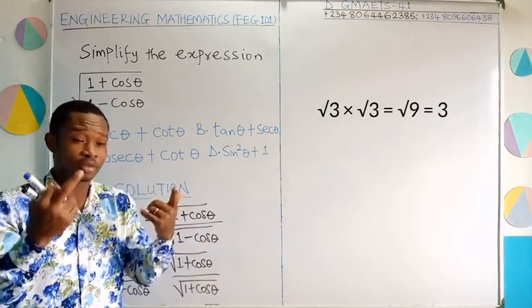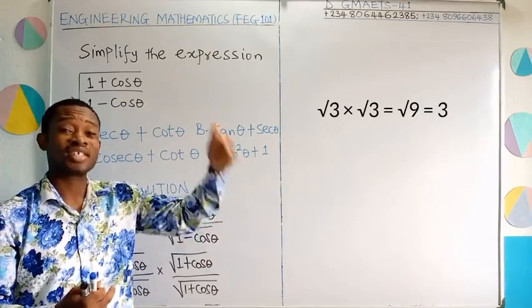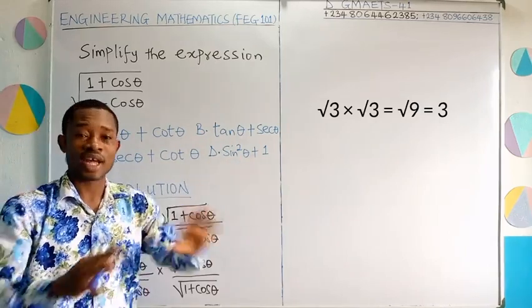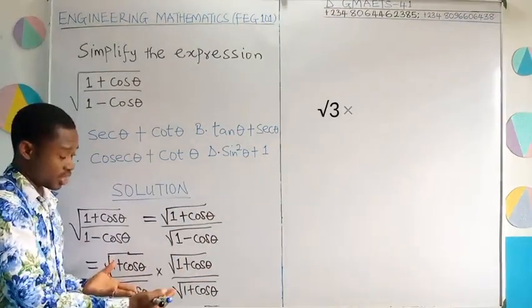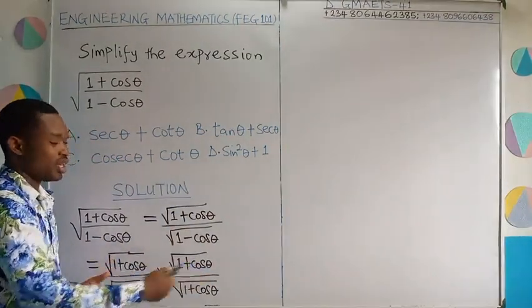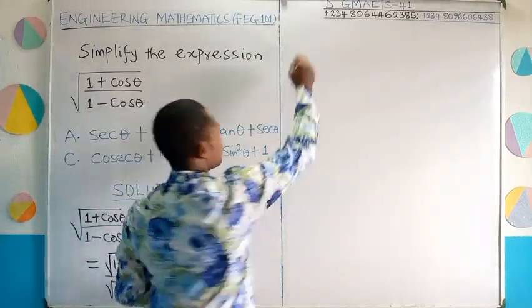So the idea is simple. Square root of a number times square root of the same number is simply equal to that number. So if I have square root of this term, 1 plus cos theta, times square root of 1 plus cos theta, it is simply equal to 1 plus cos theta.